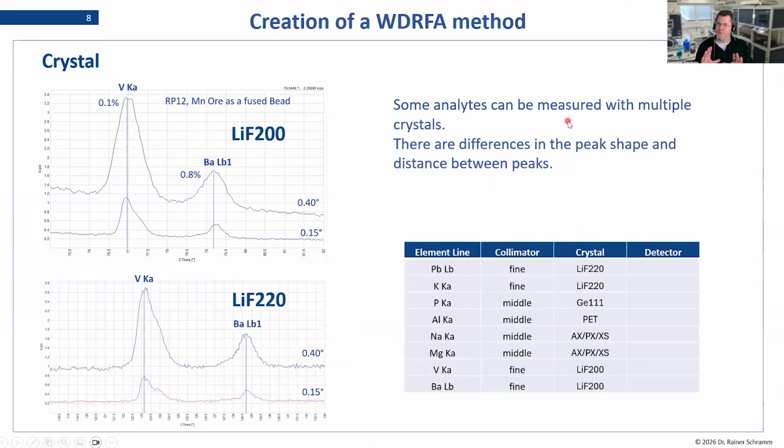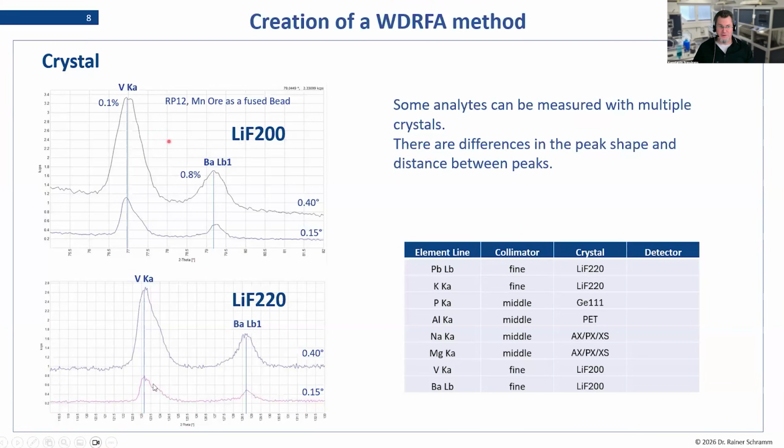As you can see, first of all, different elements can be measured with multiple crystals. We could also do that with the PET, for example. So there is a certain overlap for crystals, and usually the setup of your machine will depend on what you want to analyze later and give you an optimum. You don't need all crystals if you're only measuring one material all the time. In this case, just a comparison of the 200 to the 220.